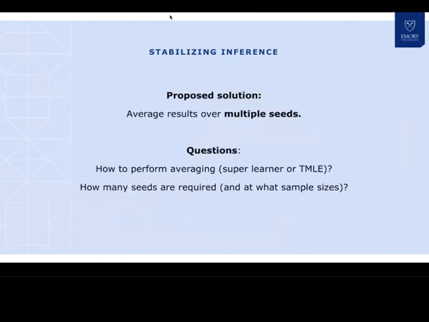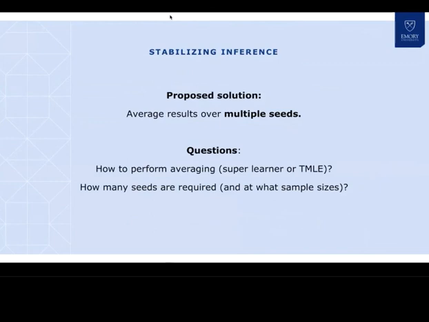Our proposed solution to this was a master's student thesis this year. It's a pretty common idea in machine learning: you just average the results over multiple seeds. We run this procedure not just once but many times to try to stabilize the behavior. The questions the student was addressing in her thesis were how we should perform this averaging.